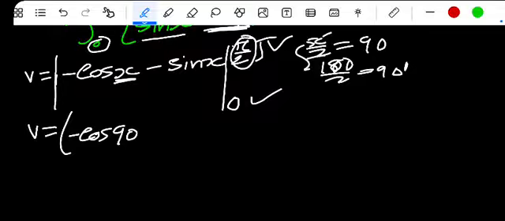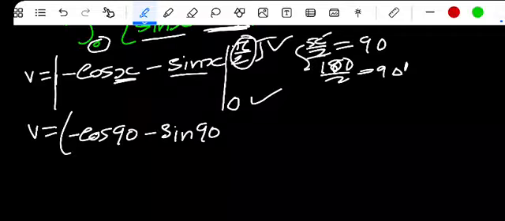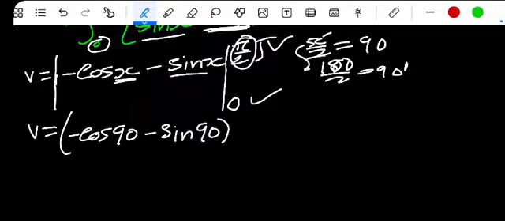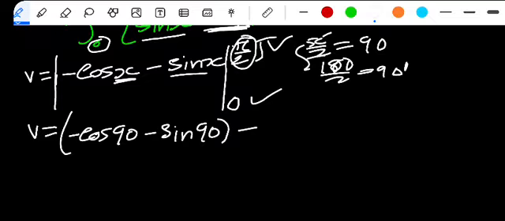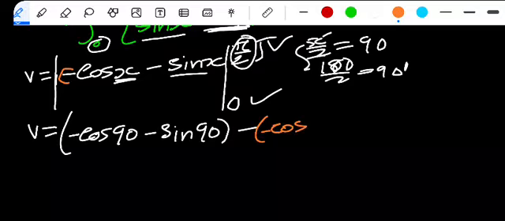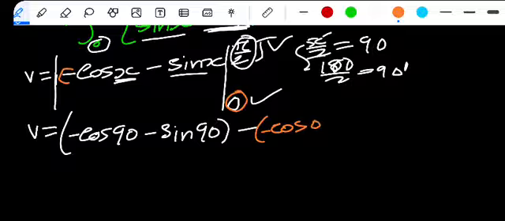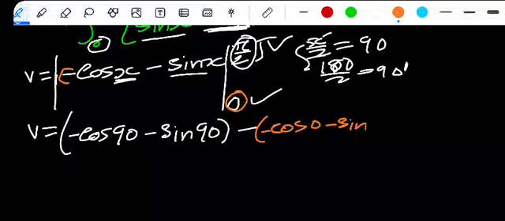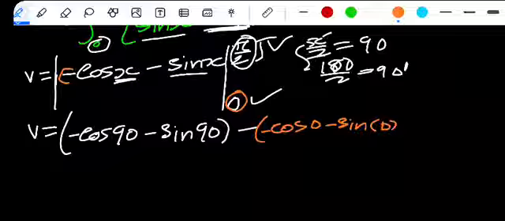So minus, we have sine 90 degrees. All these minus, we're subtracting the lower limit. So remember, we have a negative there. Do not forget minus cos of our lower limit, which is 0, minus sine of our lower limit, which is 0. So this is what we're supposed to have.